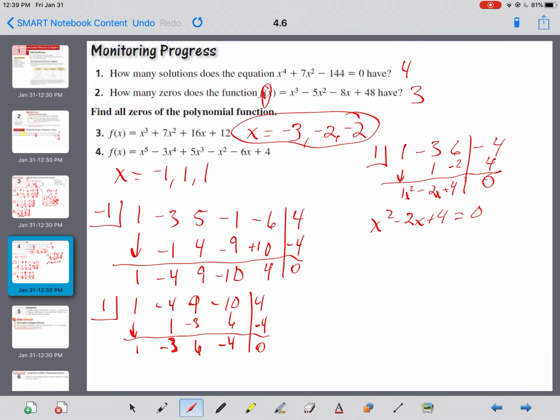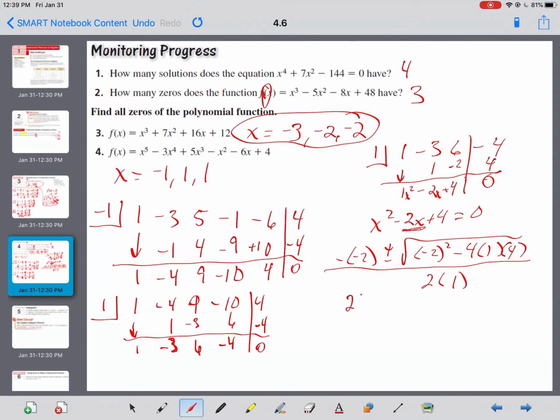It's not going to work. Can't factor it, and it's got too much stuff. This little guy says quadratic formula: negative b plus or minus the square root of b squared minus 4 times a times c, all over 2a. Oops, parenthesis. B is a negative 2. A is a 1. C is a 4.